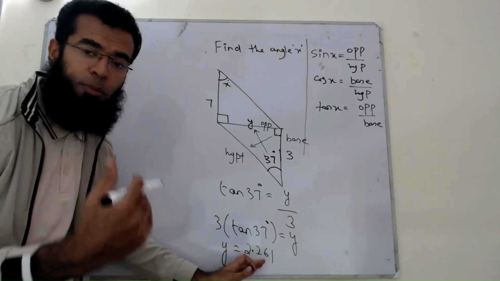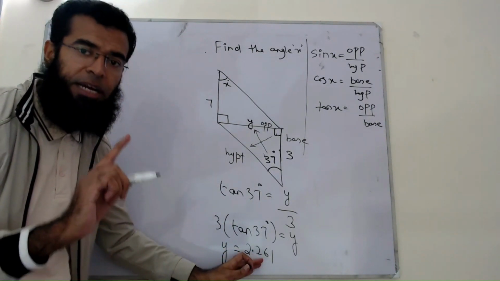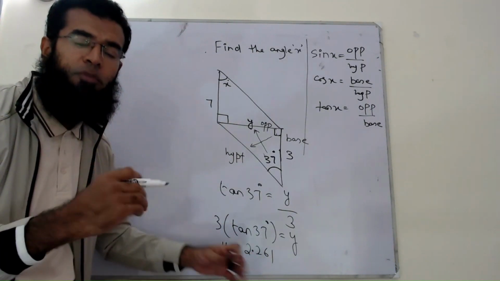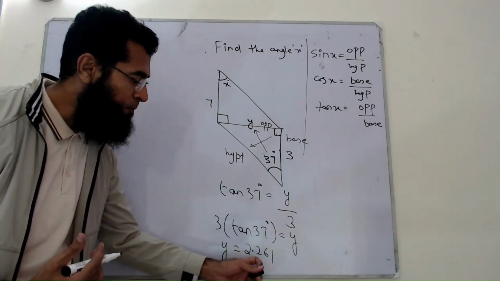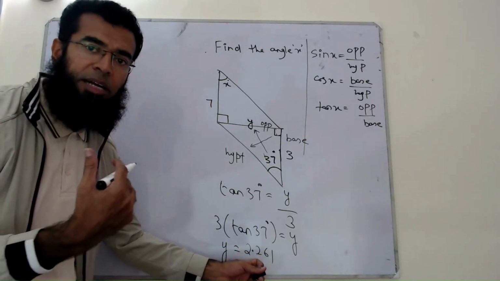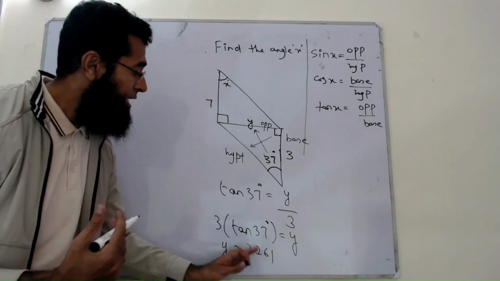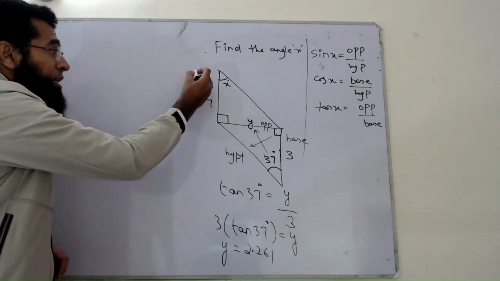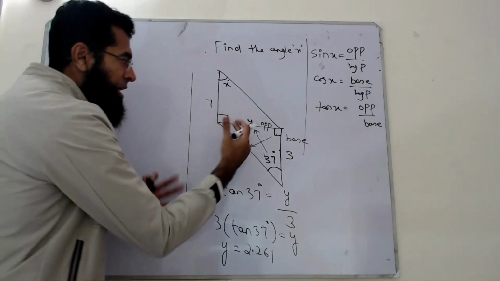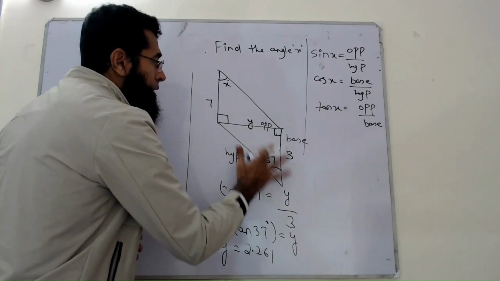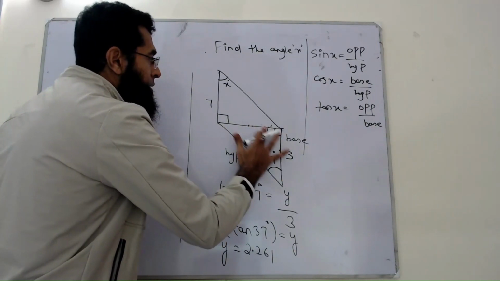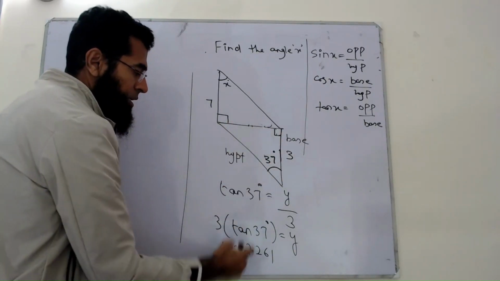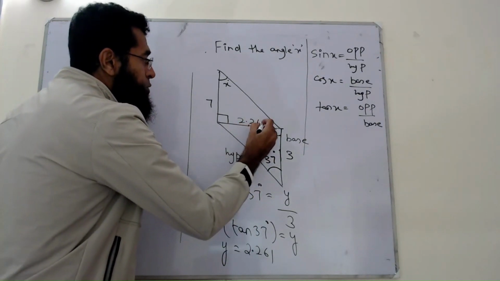So we must not compromise on accuracy, never ever round off in the middle of the question. To maintain accuracy, use a minimum of 3 decimal places. So we have the value of y, right? So we just rewrite the question. That means we have the value of y as 2.261.